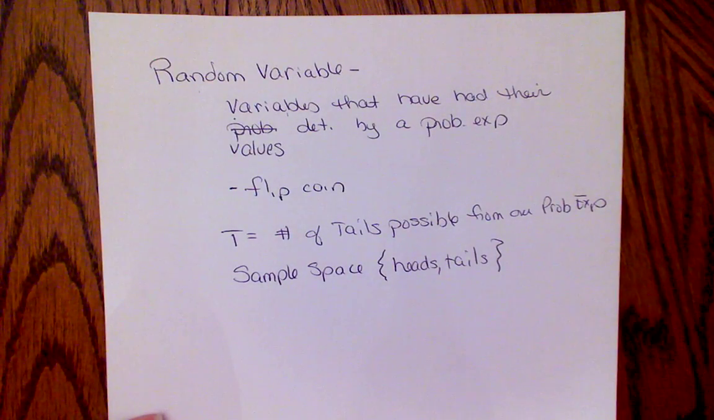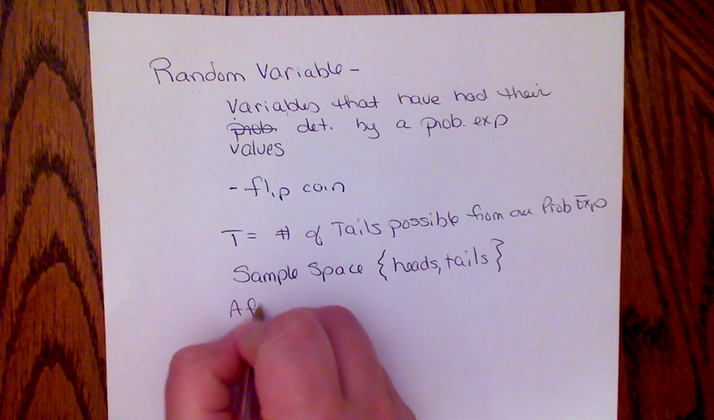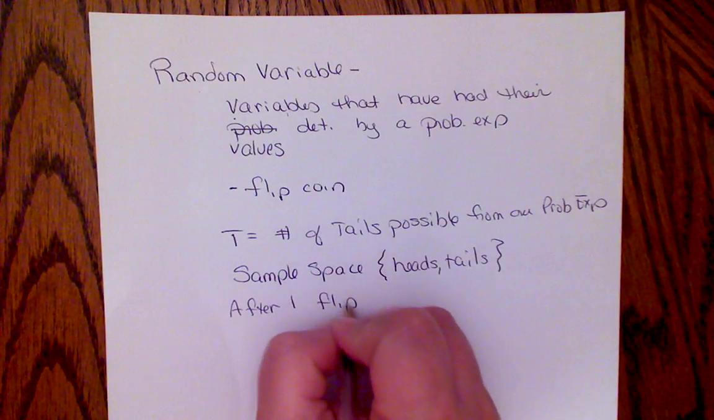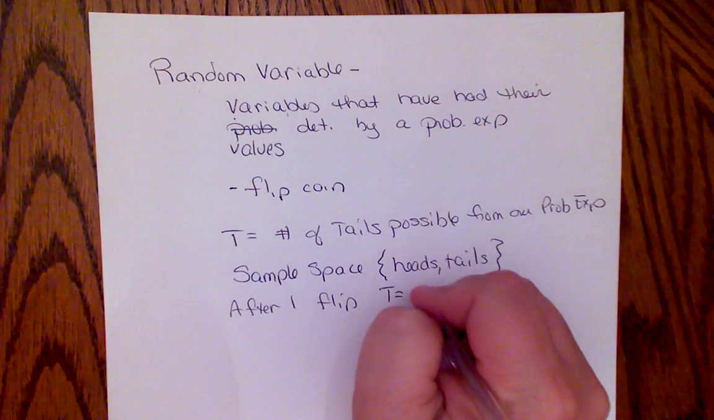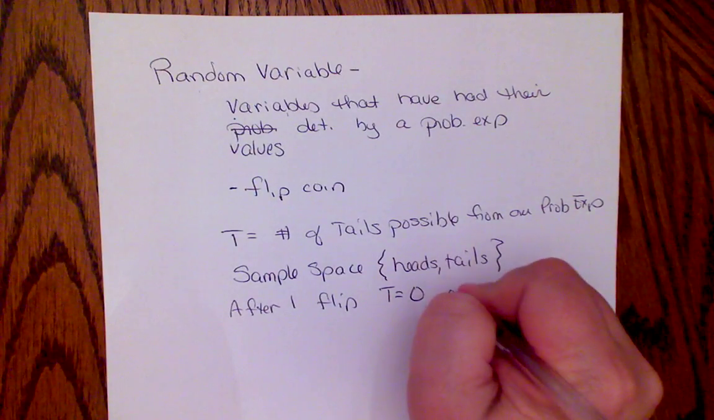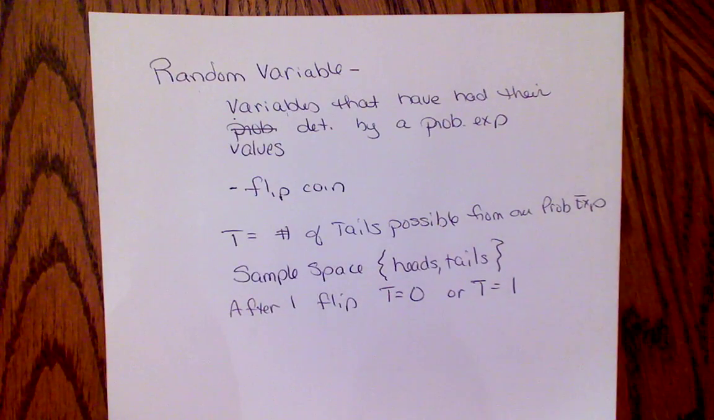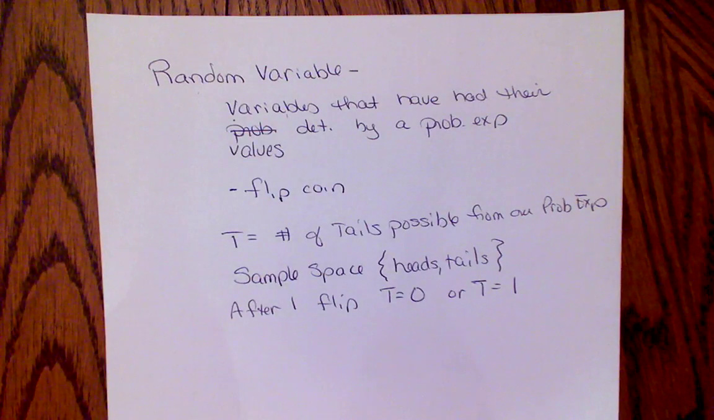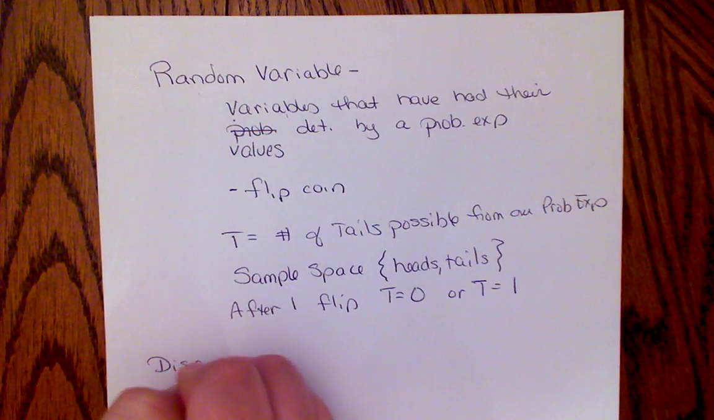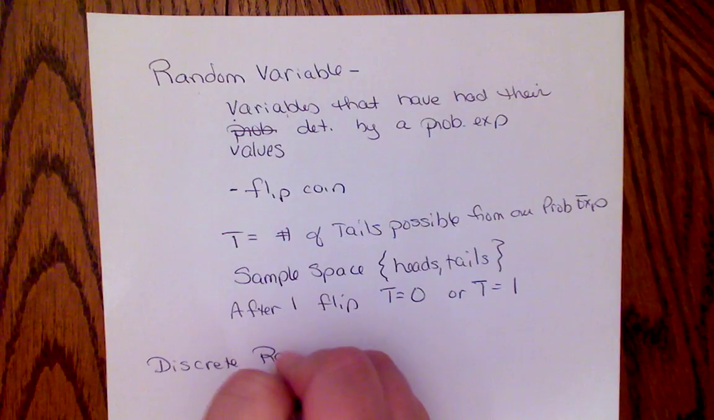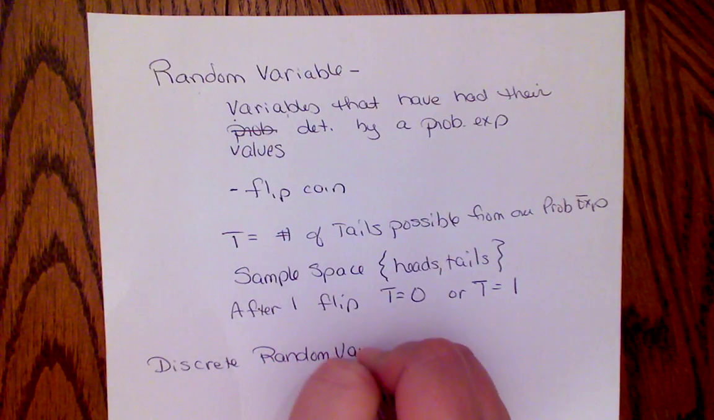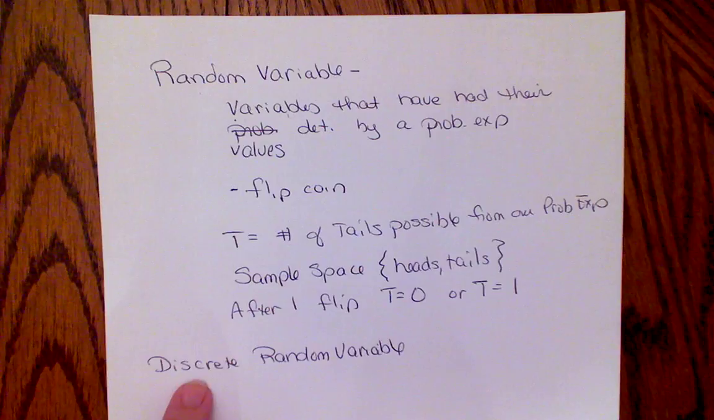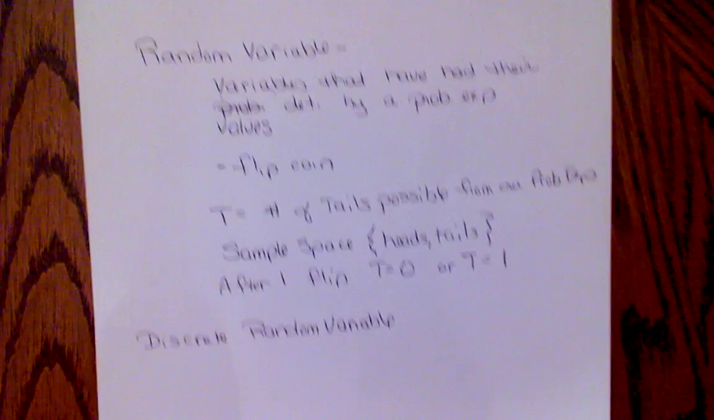So that's your sample space, either heads or tails. Like if you were rolling a six-sided die, what is your sample space? 1, 2, 3, 4, 5, 6. So after one flip, we let t equal 0 or t equal 1. We either get a tail or we don't. From there, we're going to go to a discrete random variable, a more specific type of random variable.